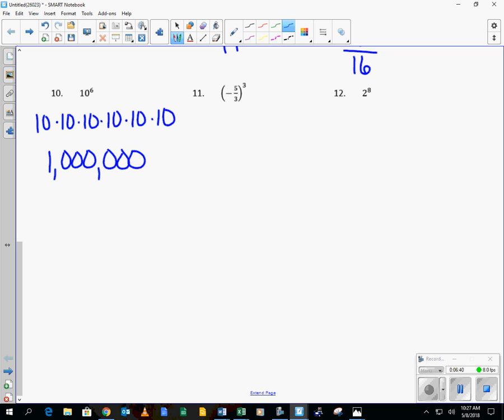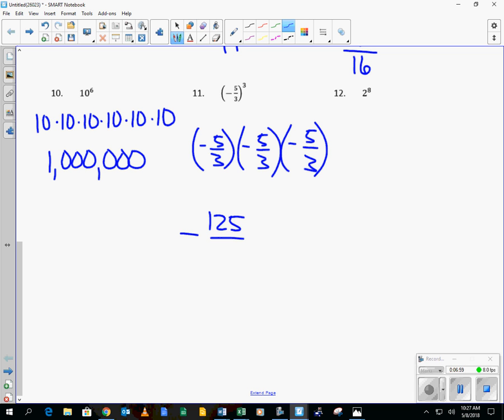Negative 5 to the 3rd. The negative is being included, so I need to include that as I multiply. A negative times a negative times a negative is a negative. 5 times 5 is 25, times 5 more is 125. 3 times 3 is 9, times 3 more is 27.